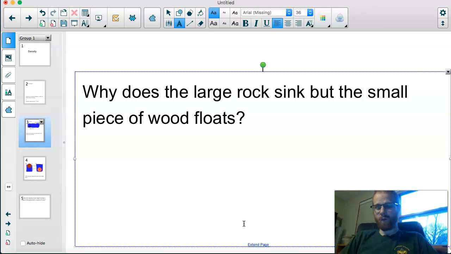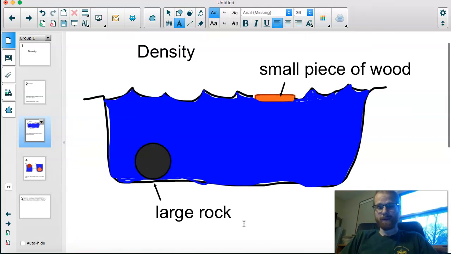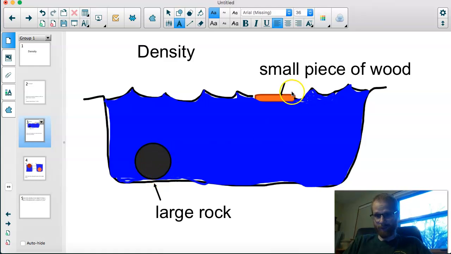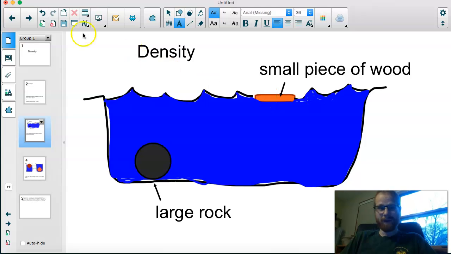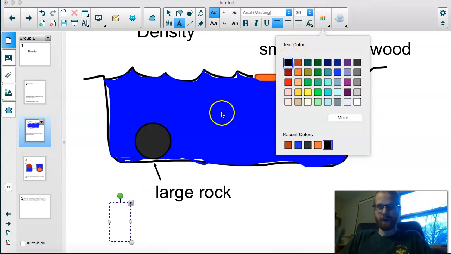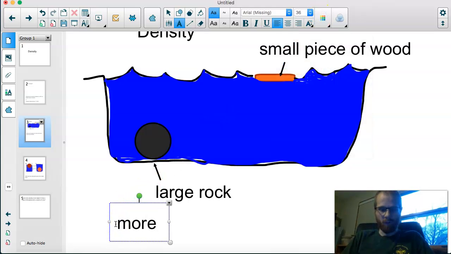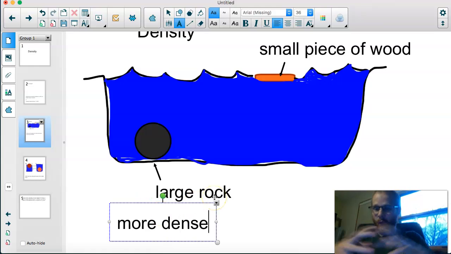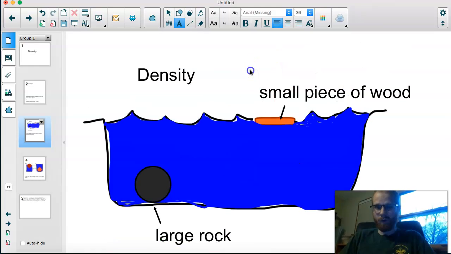So a lot of people think it's because of mass. Well, the rock is bigger, it's heavier, it sinks because it's heavier, and the piece of wood is really small. But that's not true. See, the reason the large rock sinks is because it has more density. Let me just change the color real quick. There we go. It is more dense. There's more matter packed into this little space that is the rock. And the wood is less dense.